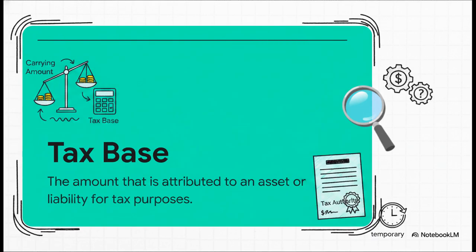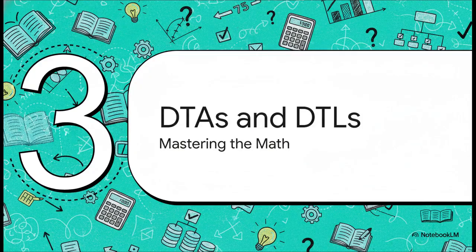On the flip side, we have the tax base. This represents exactly what your balance sheet would look like if you prepared it strictly using taxation rules. It is literally the value the tax office assigns to that exact same asset or liability. And here's the magic: when the carrying amount and the tax base don't match up, bam, you've got yourself a temporary difference. All right, on to Section 3, Mastering DTAs and DTLs.